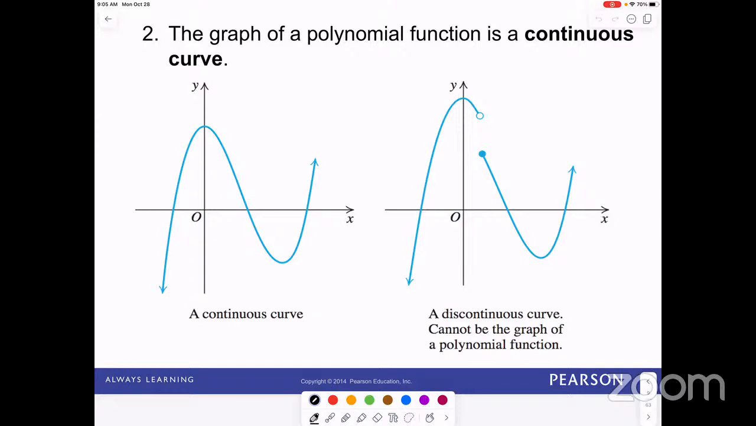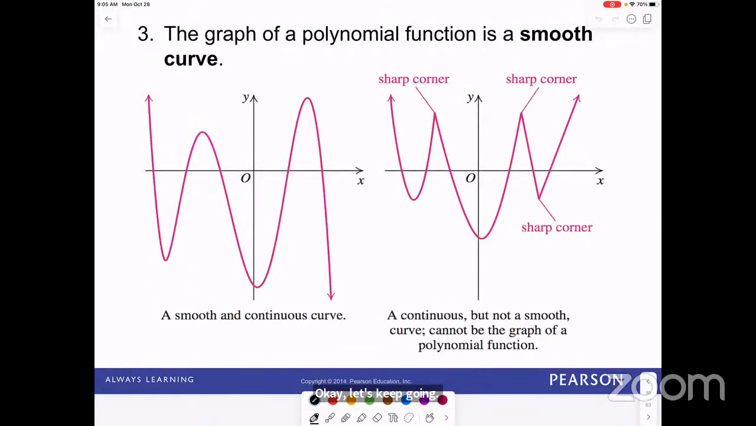Okay, let's keep going. So another property of the graphs of polynomials is that they are a smooth curve, right? So the image on the left, all the curves are smooth. It's a continuous unbroken line.